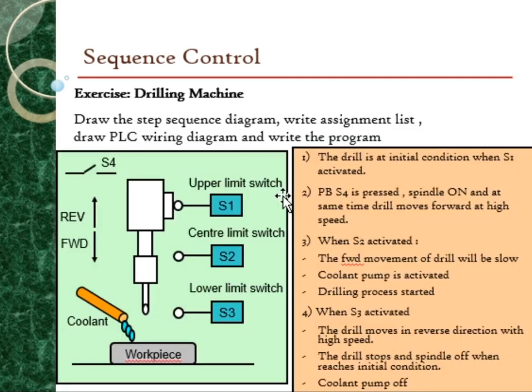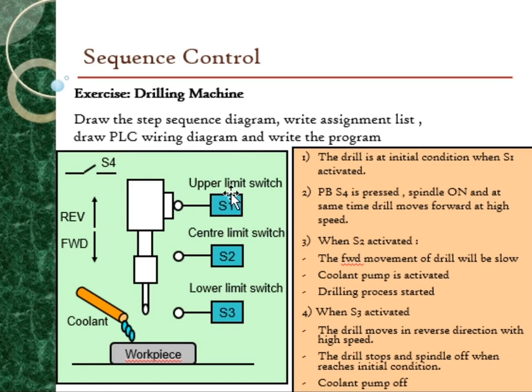So let us look at this exercise. In this exercise, you need to draw a step sequence diagram, and then you need to write the assignment list, draw the PLC wiring diagram and write the program. So from here, this is the operation. So you have to look into the condition here. Okay, you can see the condition here.